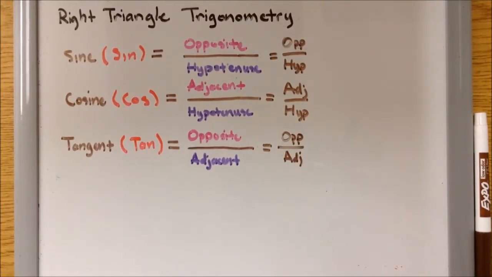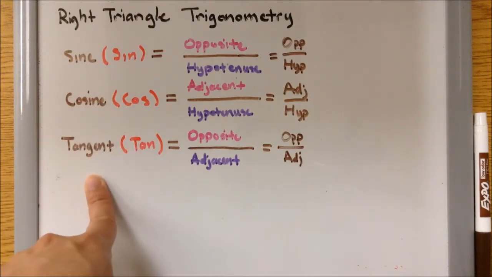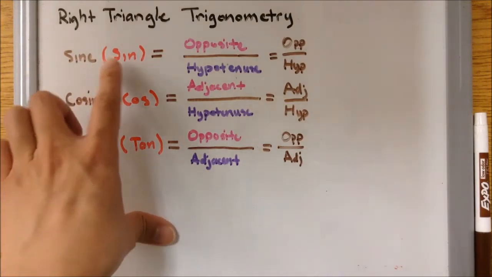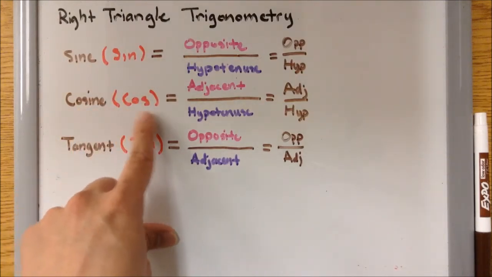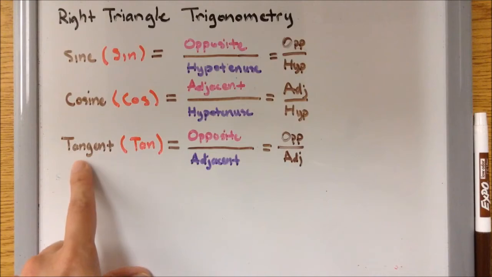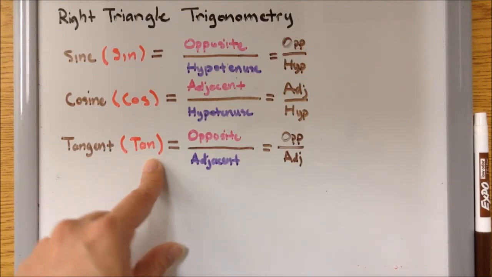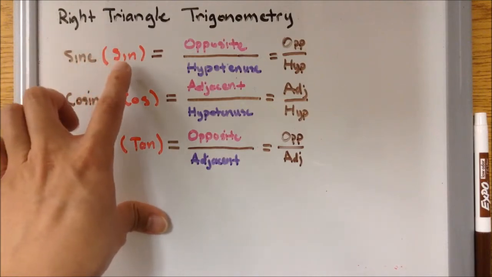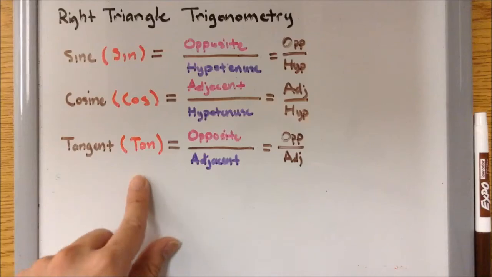In this section, we're going to cover right triangle trigonometry. So the three basic functions that we're going to go over are sine, cosine, and tangent. Now, the short version of sine is just sin. The short version of cosine is just cos. And the short version of tangent is just tan. So when you see the words sine, cosine, and tangent, this is what it means.